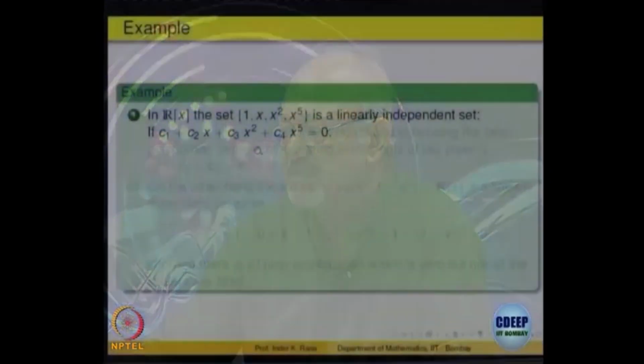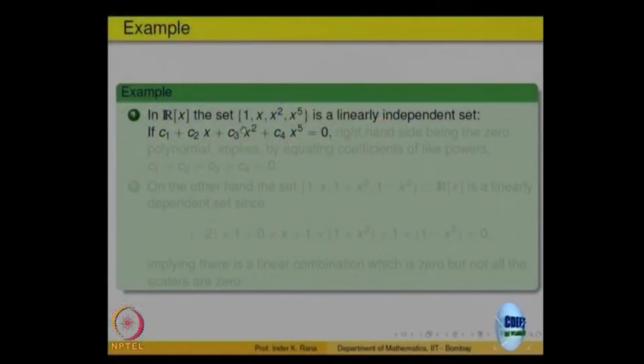So, if C1 times 1 plus C2 times x plus C3 times x square plus C4 times x5 is equal to 0, same proof I am repeating. If this is equal to 0, what does it mean? This is a 0 polynomial on the right hand side. So, like powers, coefficients must be equal, and that means C1 must be 0, C2 must be 0, C3 must be 0, and C4 must be 0. Same reasoning, okay.